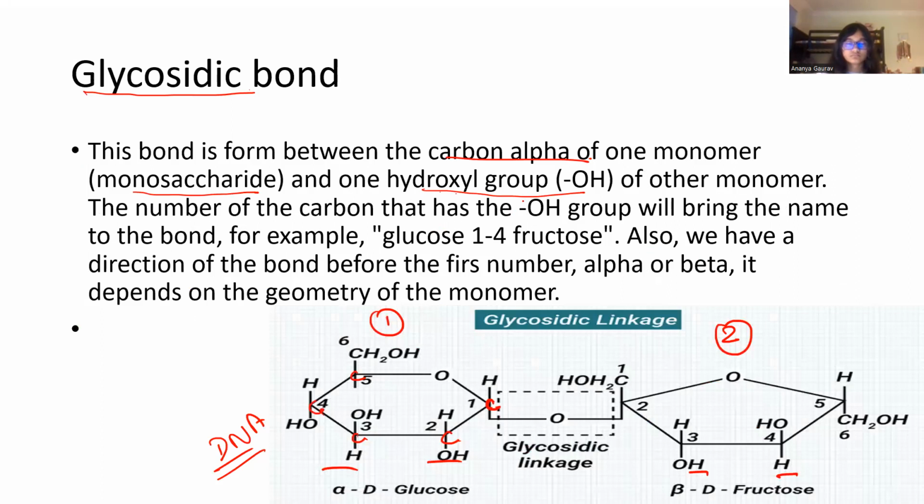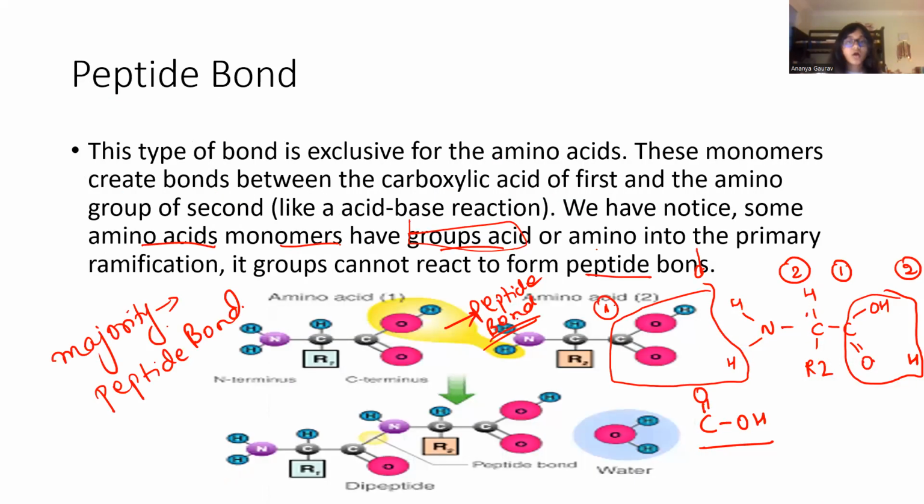So the hydroxyl group, C double bond O, OH, and this is our R bond. From this OH, it makes the group. So one monomer combines with this OH. Previously, in our peptides, this OH combines with H.